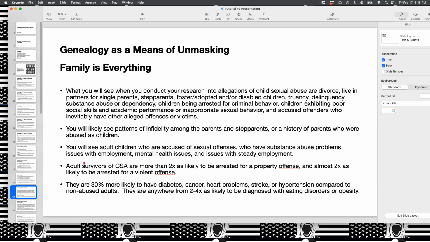So when you're talking about adult survivors of child sexual abuse, they're 2 times as likely to be arrested for a property offense and almost times as likely to be arrested for a violent offense. You're going to see protection orders, even if they're not convicted of like felony domestic violence. You will see police reports for domestic violence calls.